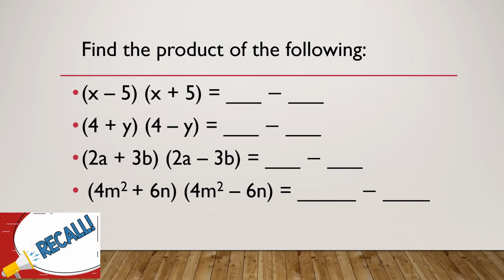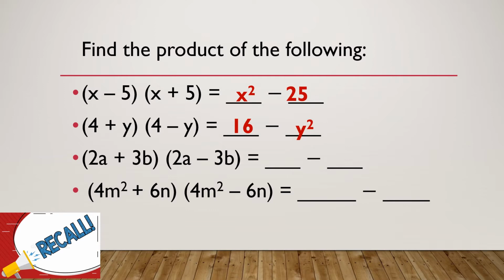Okay, let us check. To get the product of the quantity x minus 5 times the quantity x plus 5, square the first term. The square of x is x squared, and the square of 5, the last term, is 25. So what would be the first term of the product in the second item? Yes, very good, 16. And for the last term, it is y squared.